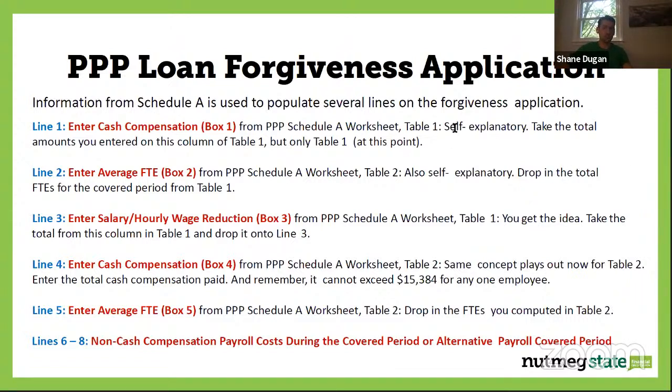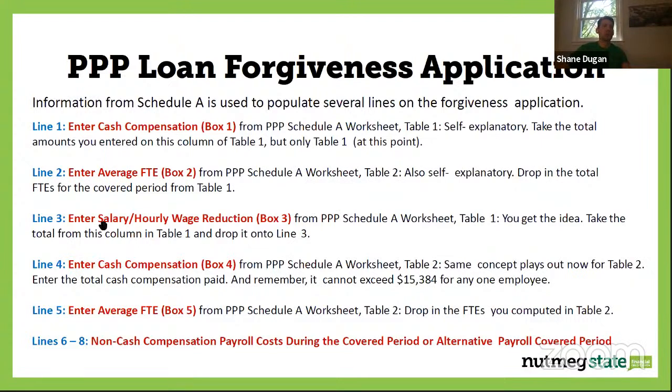You're going to take that table information and drop it into line 1 of the cash compensation part, okay? So again, you take the total amount that you entered in the cash compensation column on table 1, but only table 1, and drop that in the line 1 figure. Line 2 is going through Schedule A, table 2. Again, you're taking all of that full-time equivalent information and dropping it into line 2 there. This is why you're hopping back and forth between documents. You're having to fill out the worksheet that then feeds into the Schedule A. And as you will see, the Schedule A will then feed into page 3, which is the actual application part, and then the forgiveness part itself.